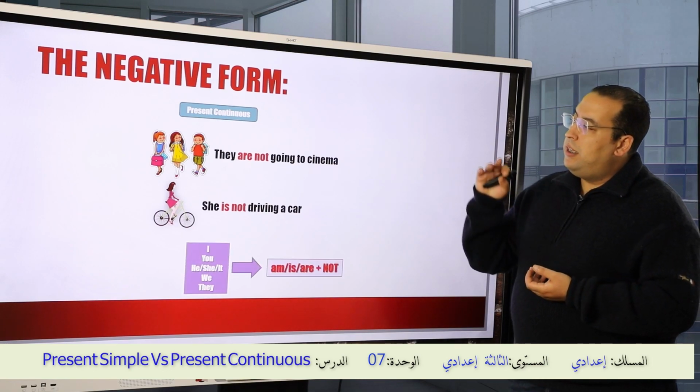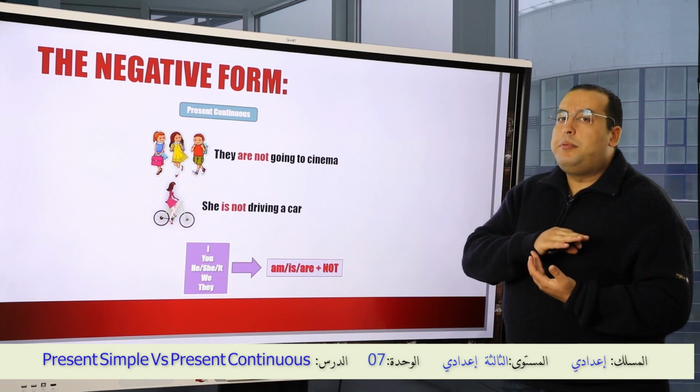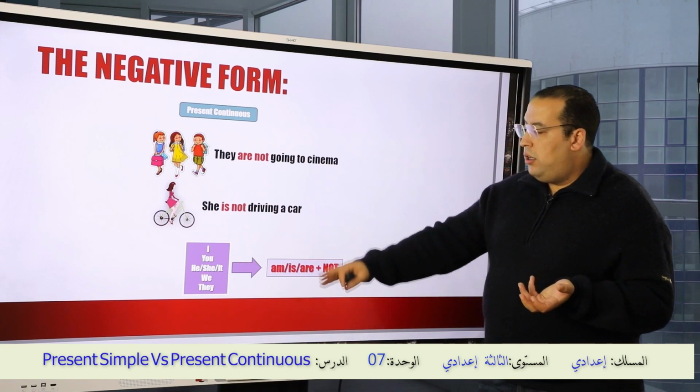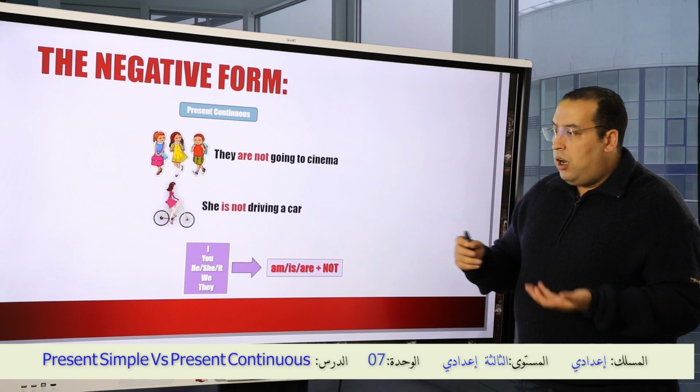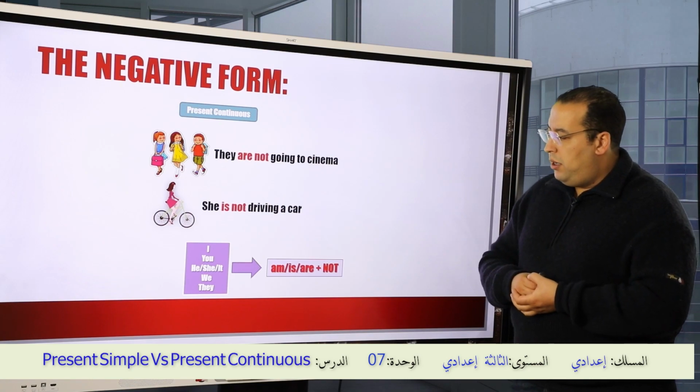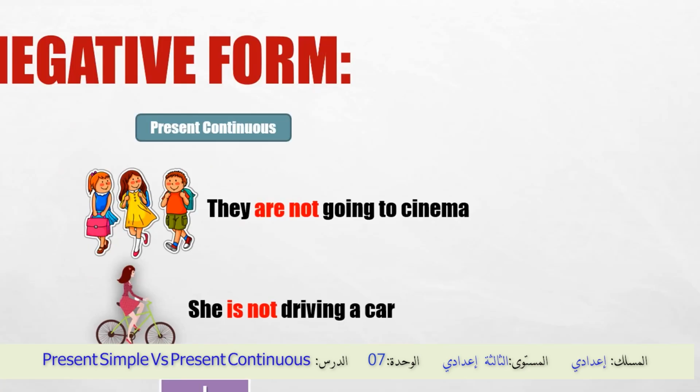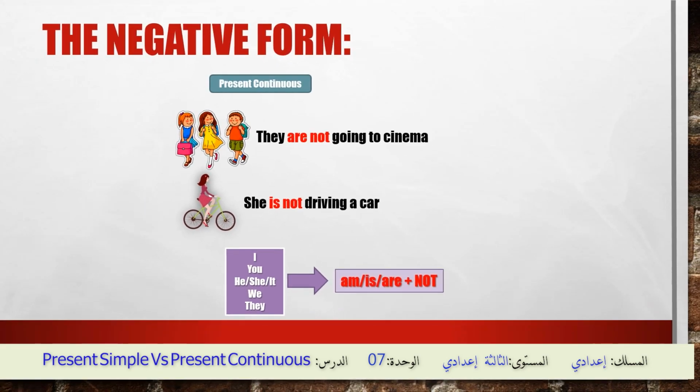So, in the present continuous, it's not like the present simple. All subjects are dealt with in the same way. Is or are plus not, and then of course the verb with ing. It goes without saying. Okay?